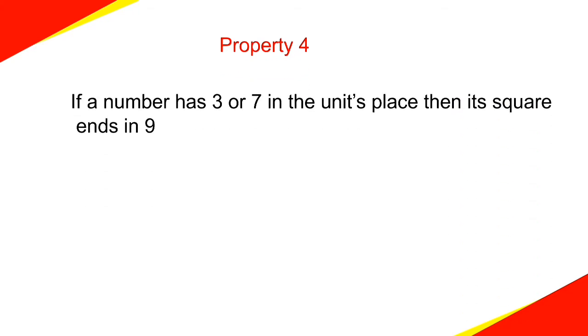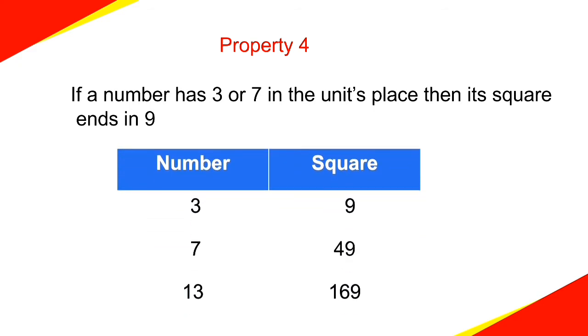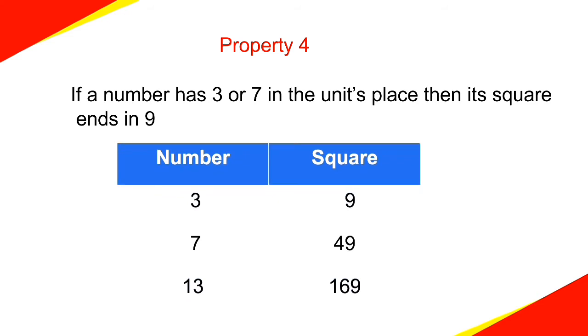Now we are going to property 4. What is the property 4? If a number has 3 or 7 in the units place, then its square ends in 9. Once you can see the table, number and square. Number 3, what you can get the square? 9. 7 square? 49. 13 square?